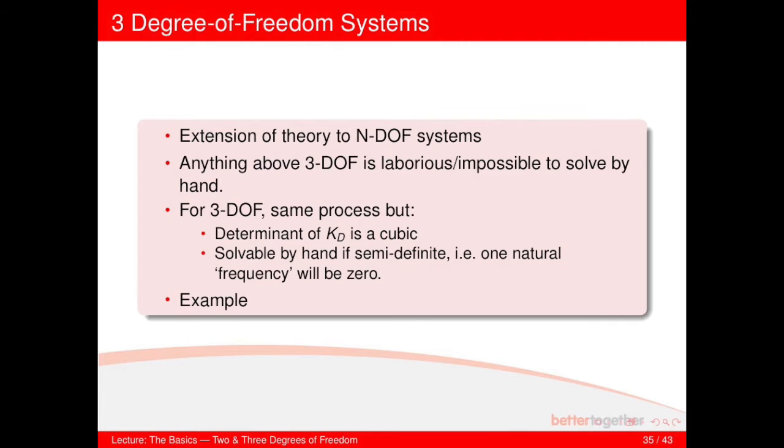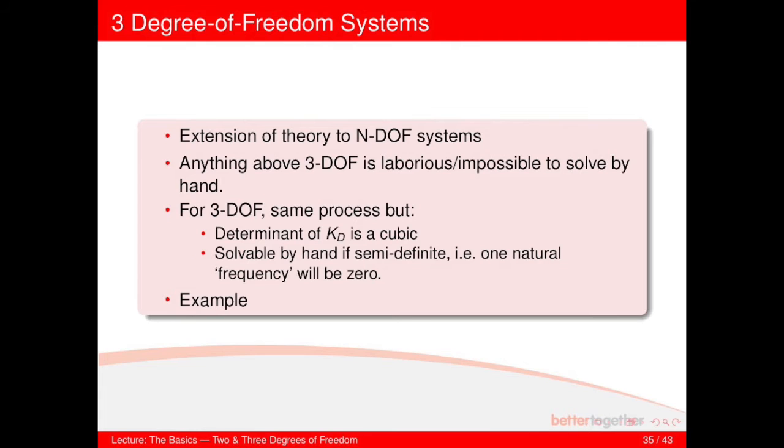Working out the determinant of a 4x4 or 5x5 is not a simple task, and it's not something I wish to test you on, and probably not something you wish to do. So we're going to limit it to 3 degrees of freedom. For a 3-degree of freedom system, it's the same process, but the determinant of the mechanical impedance matrix ends up being, instead of a quadratic, a cubic equation. There'll be omega to the power of 6 in there, or lambda to the power of 3.